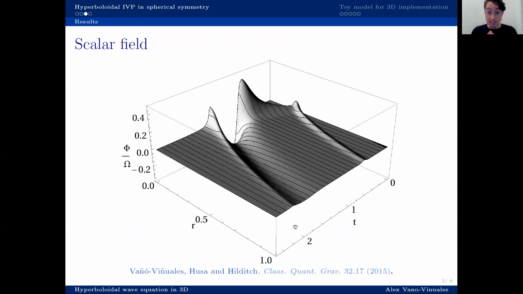Now, there exists a spherically symmetric code of the Einstein equations on hyperboloidal slices. And here I'm showing the way the scalar field behaves when coupled to them. So our initial pulse is given here at time equals 0. It splits into two parts. One of them moves towards the right and leaves the domain through Scri+, which is located at r equals 1. The other part is reflected at the origin, and then afterwards also leaves through Scri+. And here we can see the signal that it would leave at future null infinity.